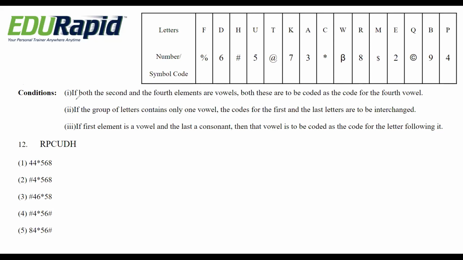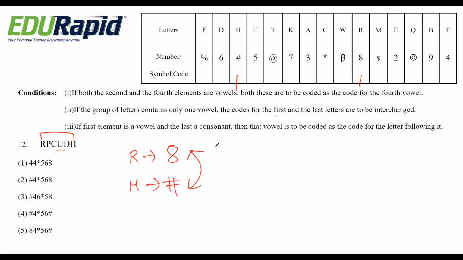Let me check with the first condition. If both the second and the fourth elements are vowels, no, the second one is not a vowel, it is a consonant, P is present. Second condition, if the group of letters contains only one vowel. Here R is a consonant, P consonant, C, yes, only one vowel is present, that is U. For that, the codes for the first and the last letters are to be interchanged. That means for R and H, the first and last have to be interchanged. From the table, the letter R is coded as 8, and H is coded as hashtag. This has to be interchanged.